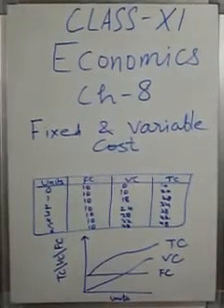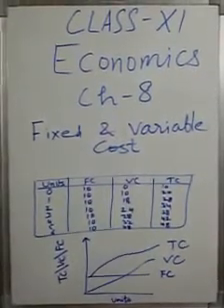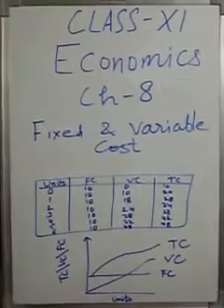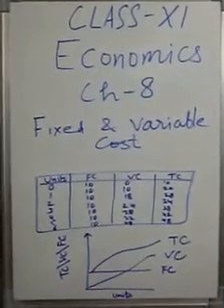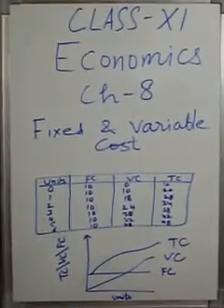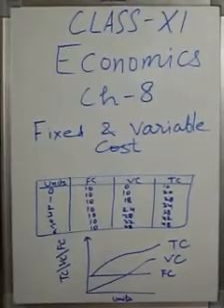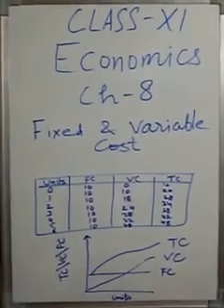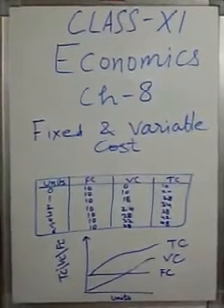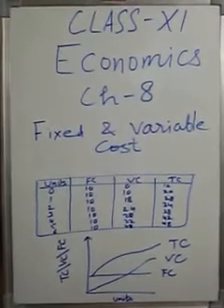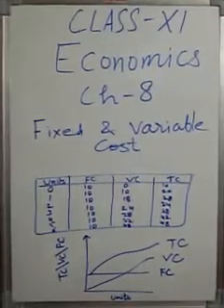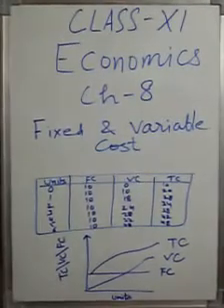Fixed costs are the costs incurred on the fixed factors of production. Fixed costs do not change with the increase or decrease in the output. Fixed costs remain constant even when output is zero. Fixed costs are incurred even before output actually starts. So fixed cost is equidistant from the x-axis and remains constant, parallel to the x-axis, as is clear in the diagram. Next is variable cost.